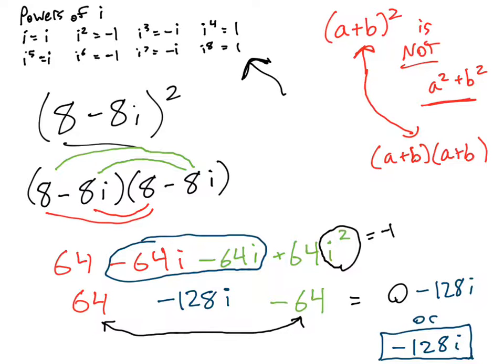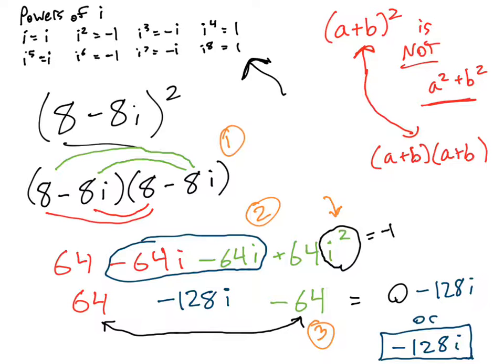So in each of these examples, the sequence of steps that we followed was first we multiplied together each set of two terms. Then we combined together the like terms of i and simplified i squared to equal -1, which turns that into a real number. And then we combine together the real numbers to get our final answer.